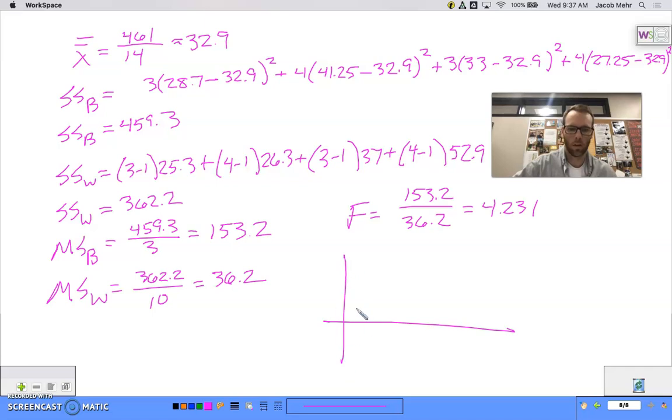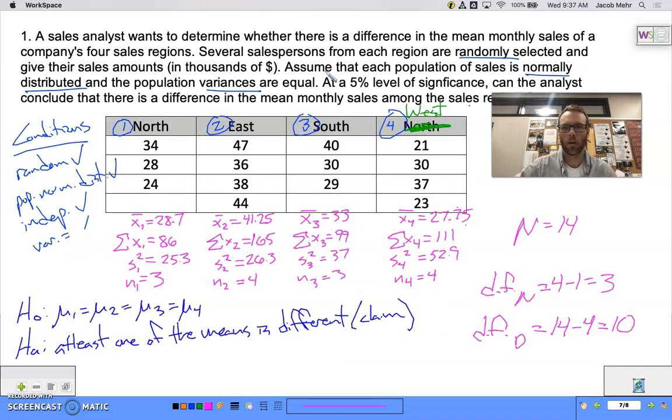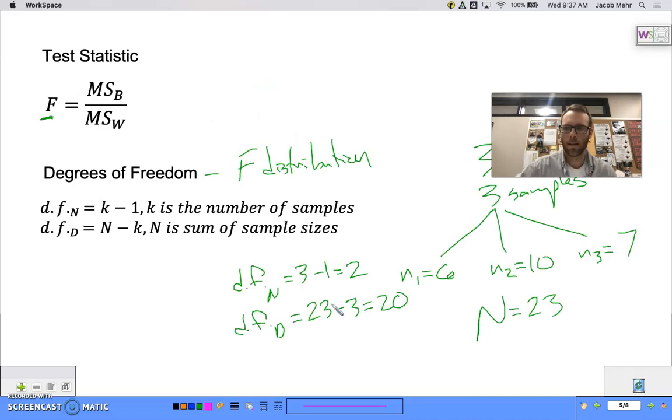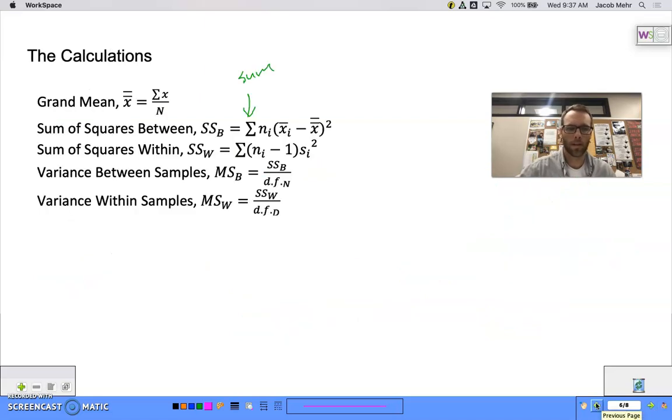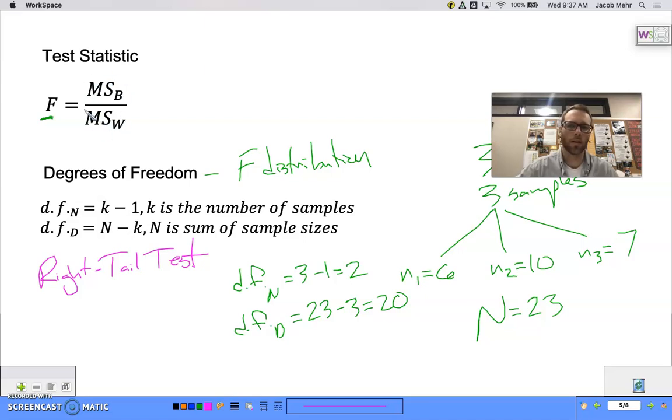Now, let's set up our F distribution. We know where that is. Let's set our rejection region. So how do we set our rejection region? Well, recall that we have a 5% level of significance, and we know our degrees of freedom for the numerator and denominator. Now, one thing I should mention that I haven't so far is that this is always going to be a right tail test. If the mean of squares between is really close to the mean of squares within, it's going to be about 1. If it's bigger like we have, it's to the right.